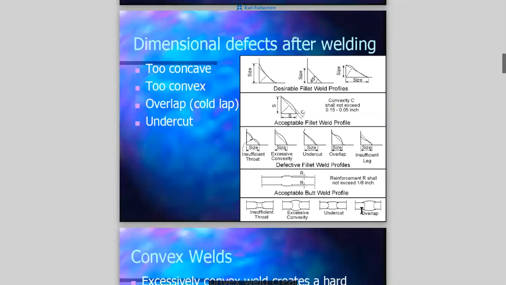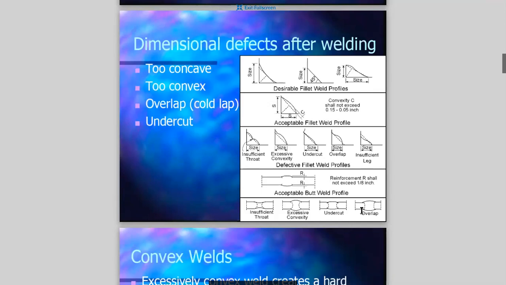So, dimensional defects after welding. Sometimes we have welds that are too concave, so they are below the plate surface or it's just not what we want. Sometimes we've got welds that are too convex, that great big belly on them. Overlap, cold lap. So there's some weld material that's kind of fallen over the edge, is laying on the steel, but was not hot enough to bond to the steel. So it just kind of lays on top of the steel, forms a bit of a connection. It kind of bonds to the mill scale a bit, but it doesn't form any actual real bond or weld.